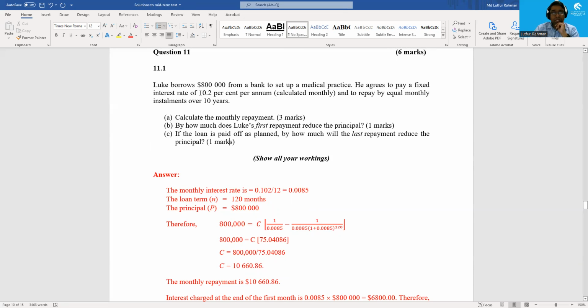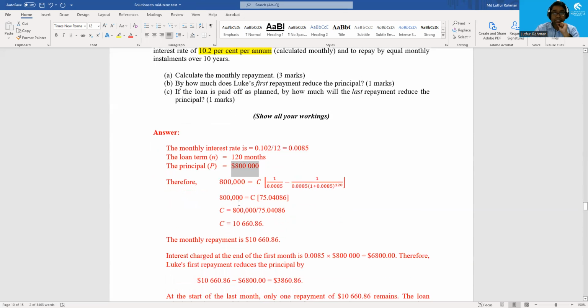First of all, you were given a 10.2% per annum interest rate calculated monthly. So first we need to calculate the monthly interest rate. Straight away, we divide this number by 12. So this is our monthly interest rate. And the installment will be monthly. So in 10 years, there will be 120 months, 12 months a year. So 10 years means 120 months.